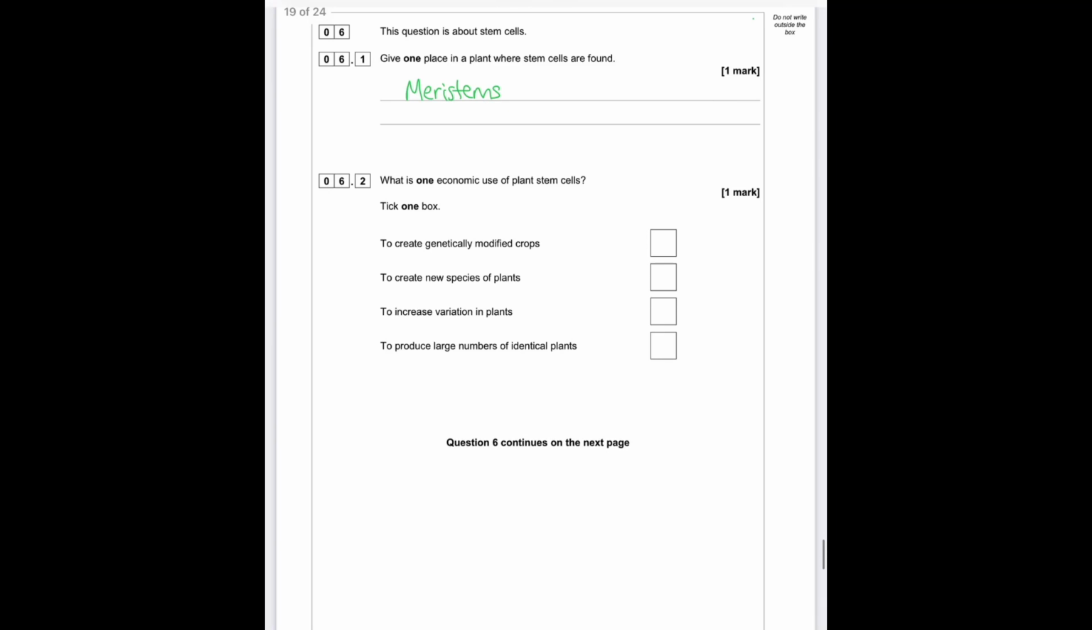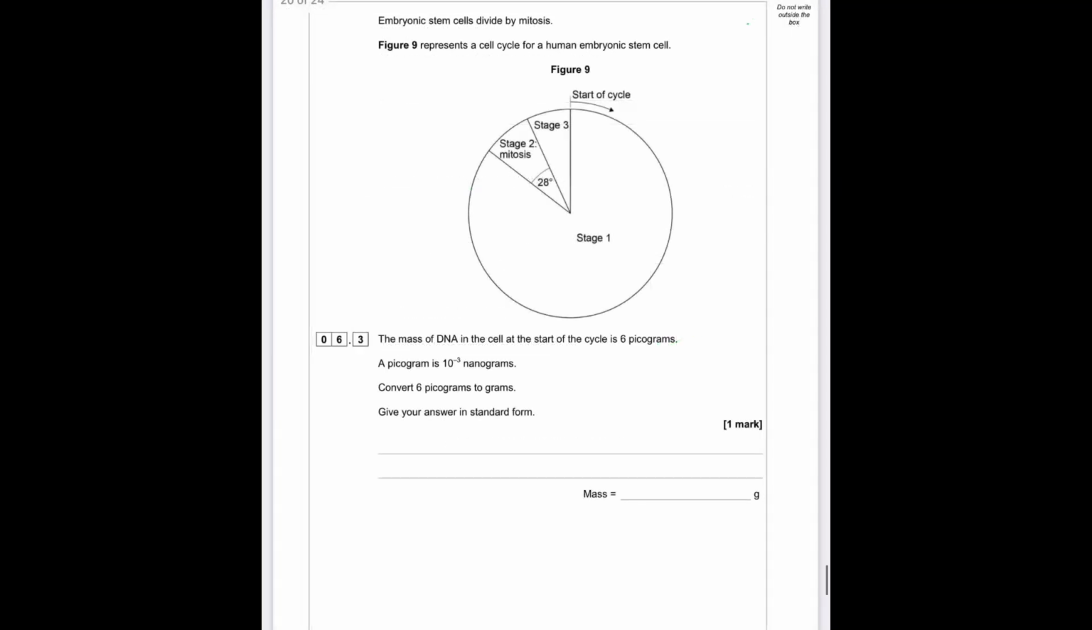Now for the next question, it says, what is one economic use of the plant stem cell? Now, because it's an economic use, we would usually be looking at increasing numbers of the plant. So although plant stem cells can be used to genetically modify crops, to create new species, or create variation in plants, the key thing for the economic use is to produce large numbers of identical plants.